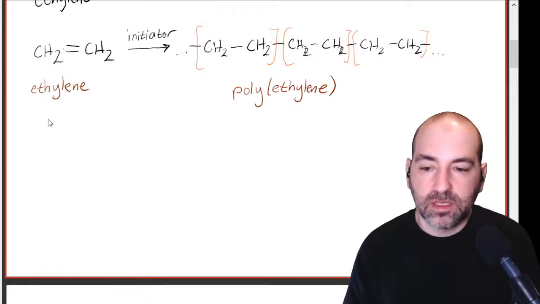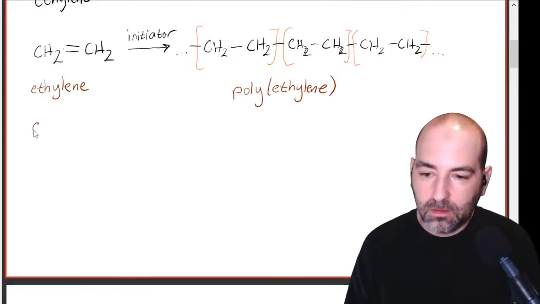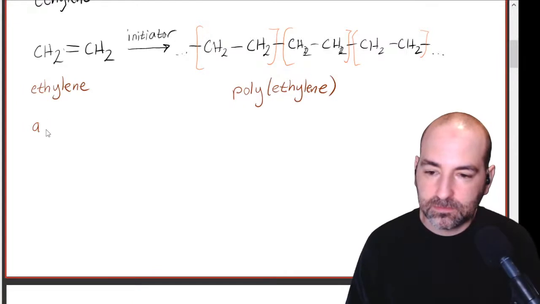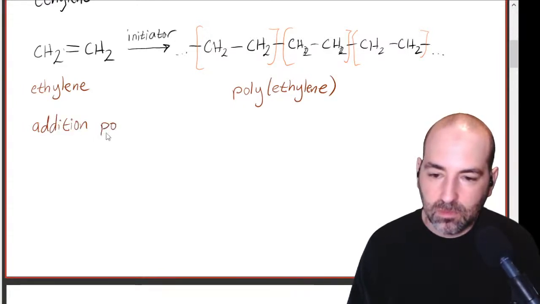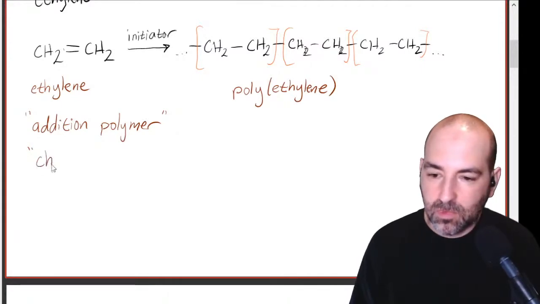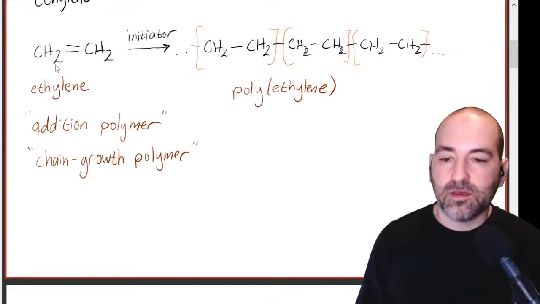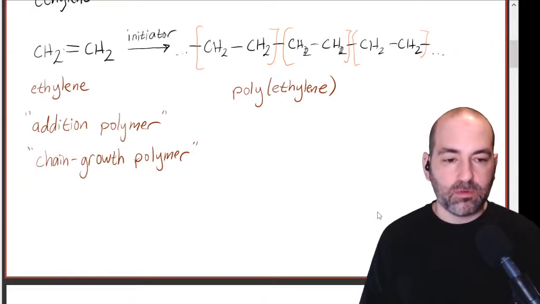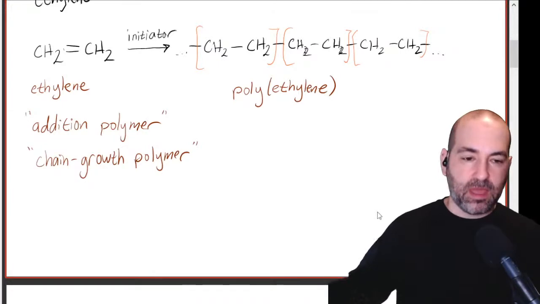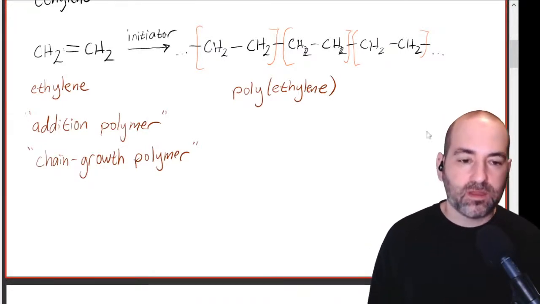This is known as an addition polymer. Or also known as a chain growth polymer. Any kind of polymerization like this, where you start with a double bond or sometimes a triple bond, and it expands and then reacts with itself, and you get this polymer.